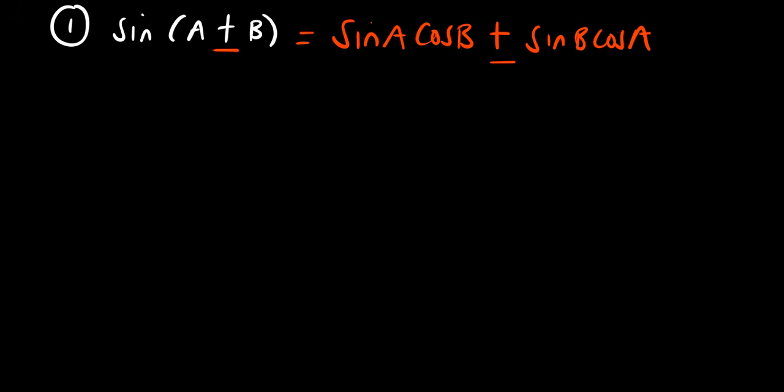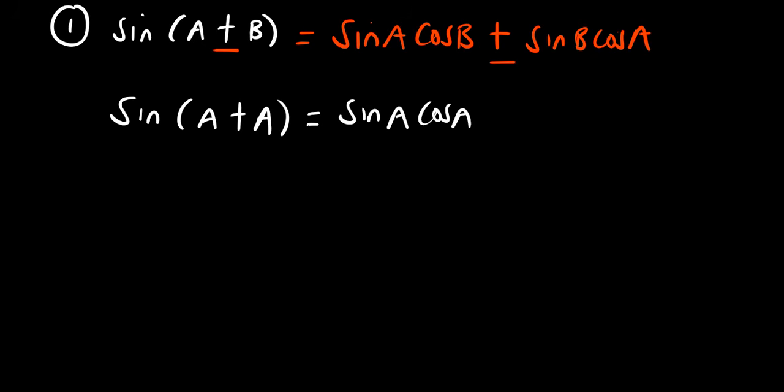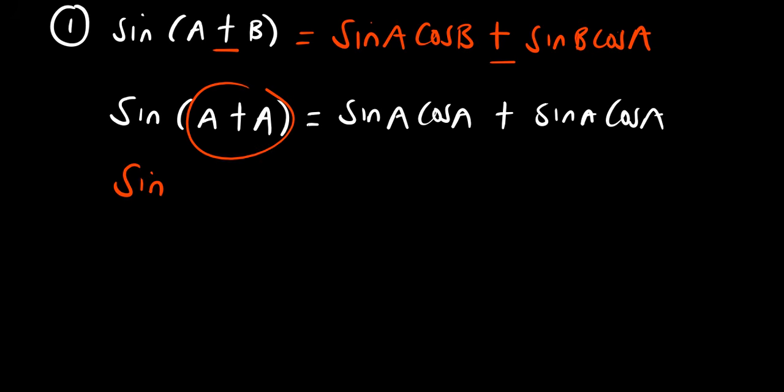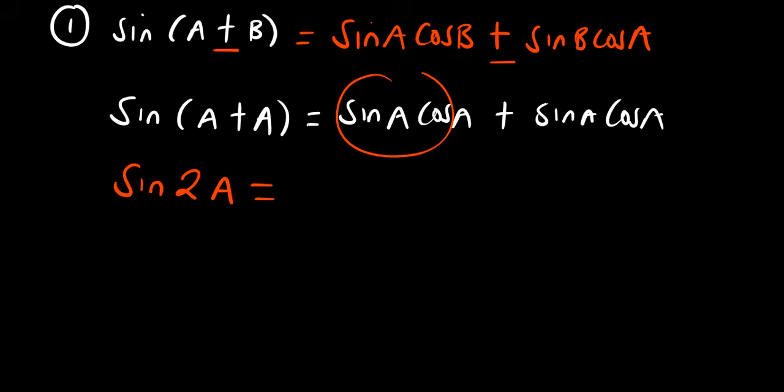Now what if, instead of having A plus B, let me say you have sine of A plus A. So how are you going to solve it? It's the same thing. You're going to say sine A cos A, let's say plus, then you're going to have sine A cos A. Now A plus A in the bracket is just the same as 2A. So sine 2A. On the other side I've got sine A cos A and sine A cos A.